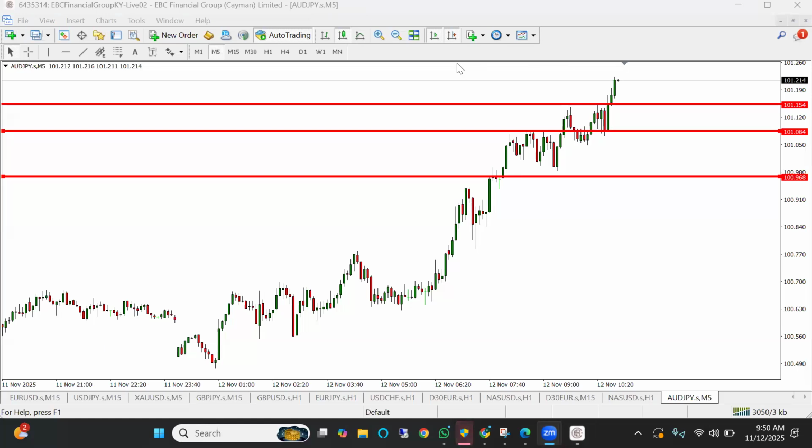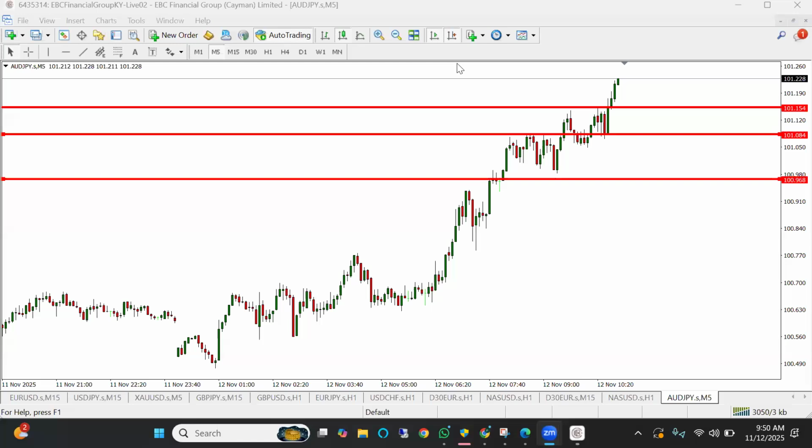I'm just making about $2 in profits, but it's going to get better though. If you're making profits, please drop a comment for me. If you took this trade, AUD JPY, when we took it, drop a comment in the comment section so that I know you took the trade.